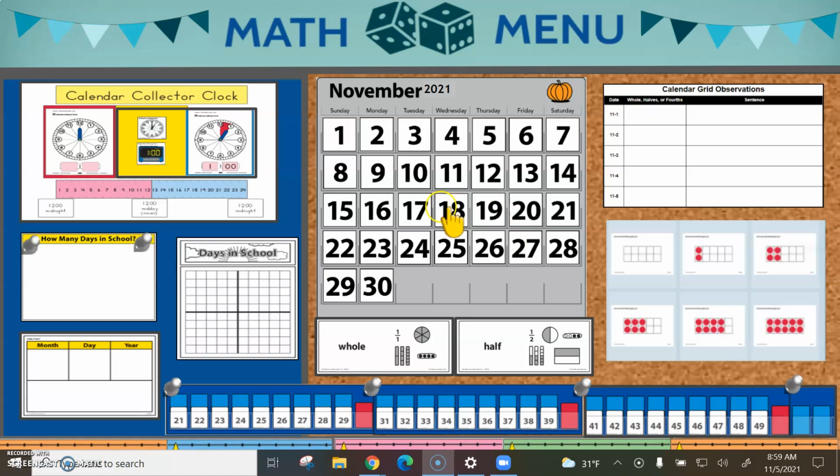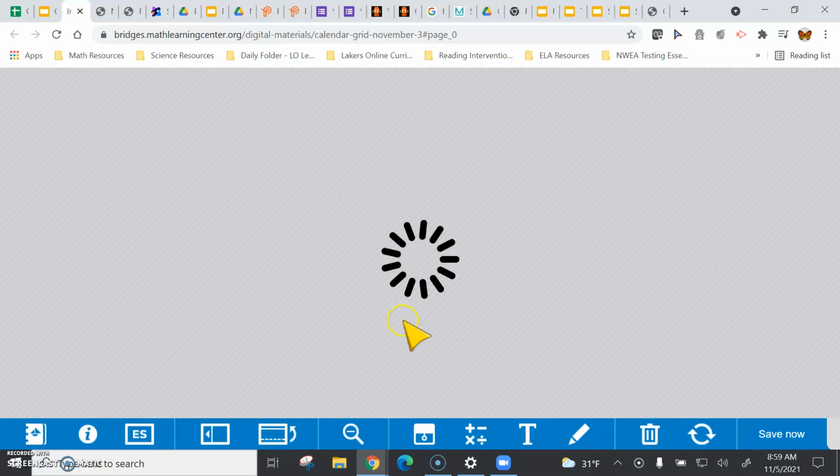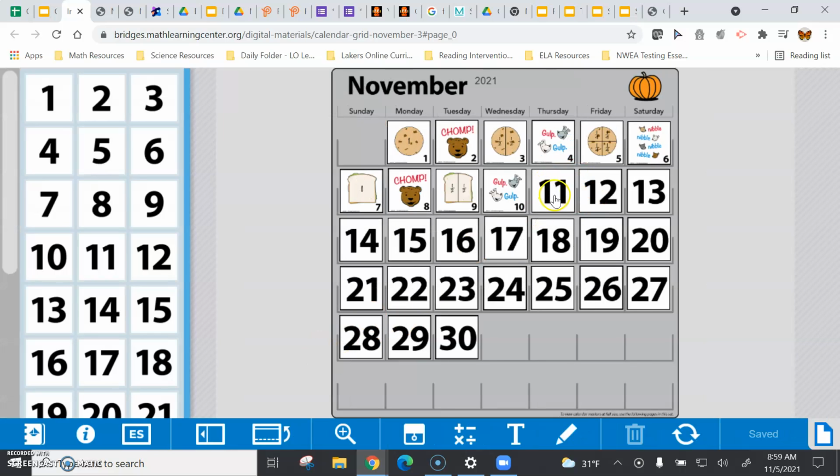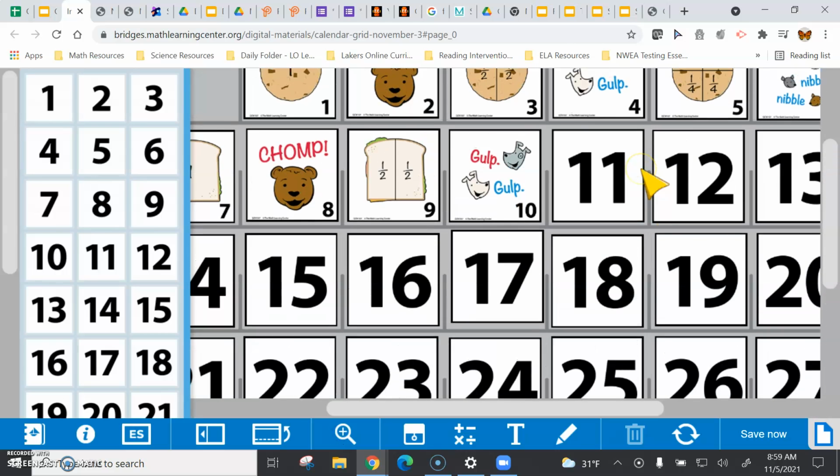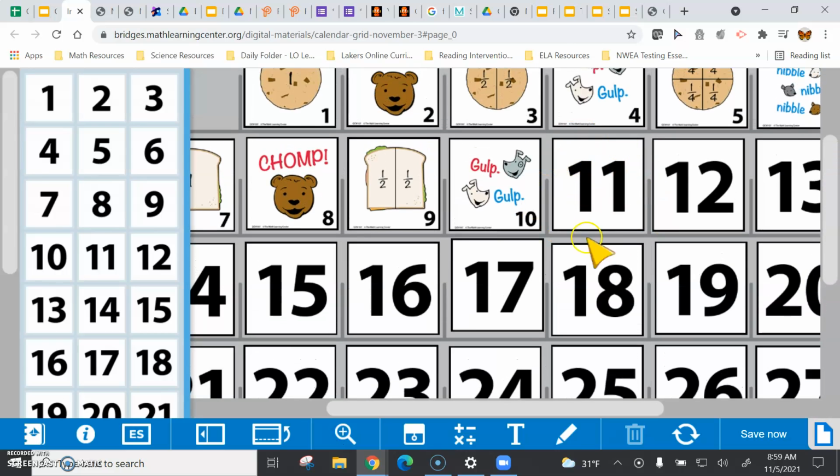Let's look at our number corner calendar. We have, wow, a lot of interesting things going on our calendar. Let's find out what will happen with today's card. What do you predict? We had one whole sandwich. It was eaten up by a bear. Then we had a whole sandwich cut in halves. And then two dogs came and ate them. What do you think we'll see today?